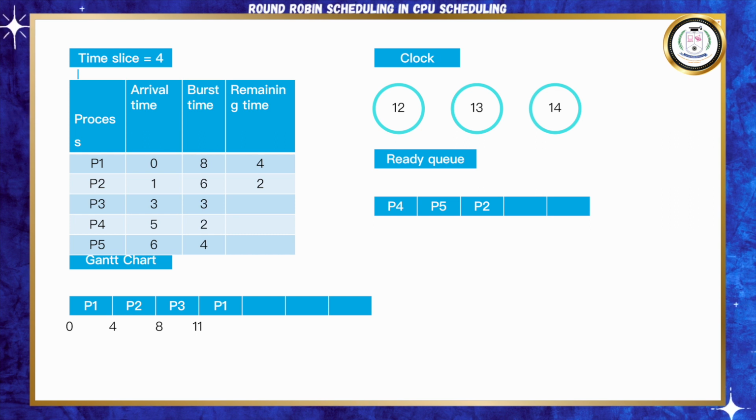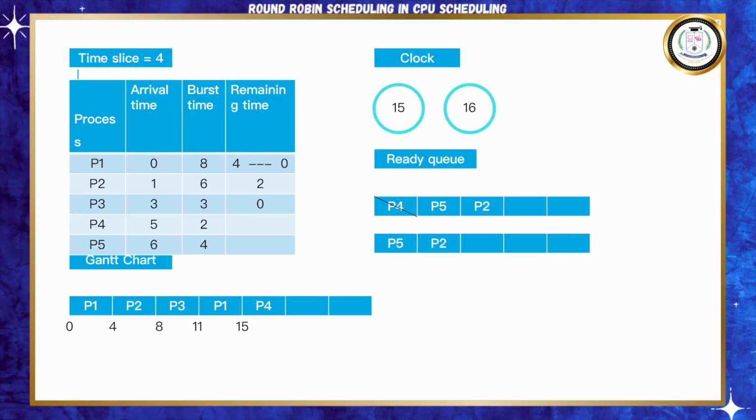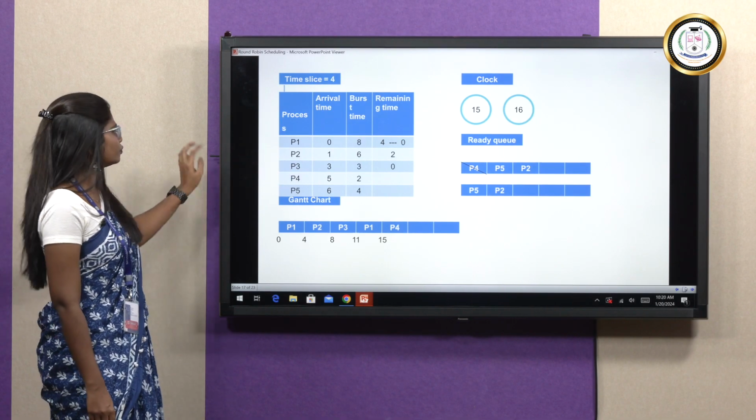And now inside the ready queue, we had P1 after P3. So P1 will come for execution, and it takes 4 milliseconds, and it will complete its execution, and the next process P4 will come for execution, and P4 will be removed from the ready queue.